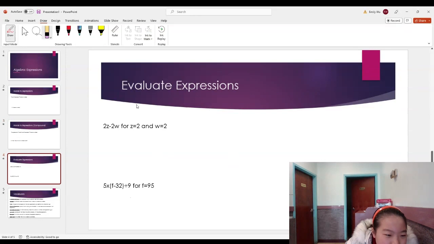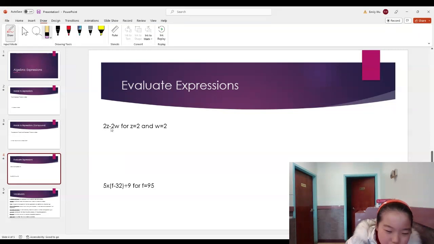Here. So now we're going to learn about evaluating expressions. Do you know what an evaluate expression is? Evaluate means to show, to find the answer to algebraic or numerical expressions. So here are 2 examples about it.